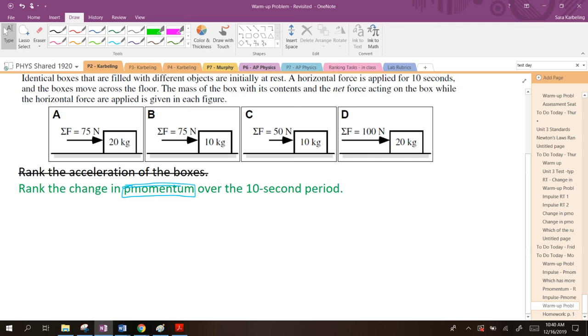Identical boxes filled with different objects initially at rest. Rank the change in momentum. Change in momentum equals F times t. How do the times compare, you guys? Same amount of time. So how do you rank the change in momentum? As what gets bigger? What are you going to look at? The time is the same in these cases.